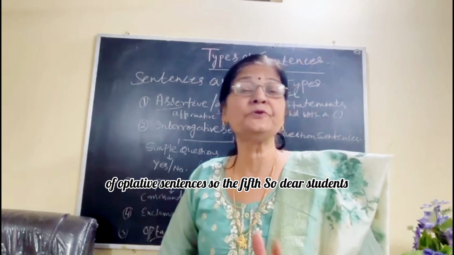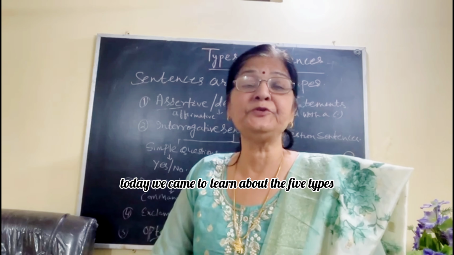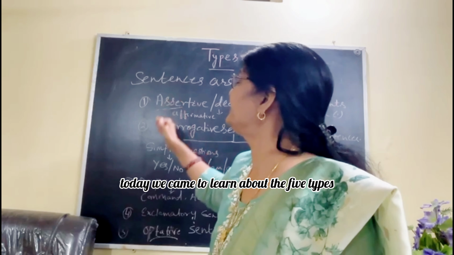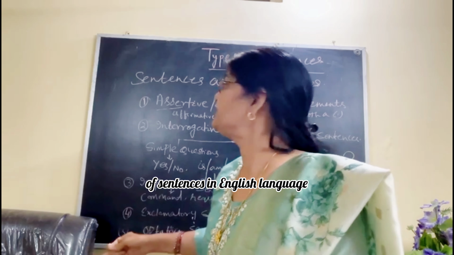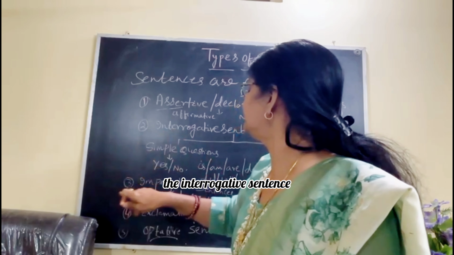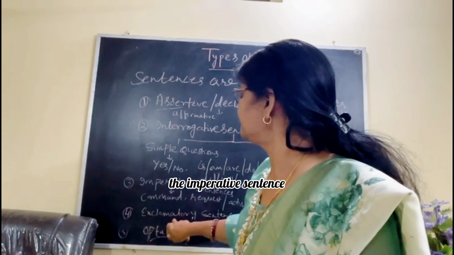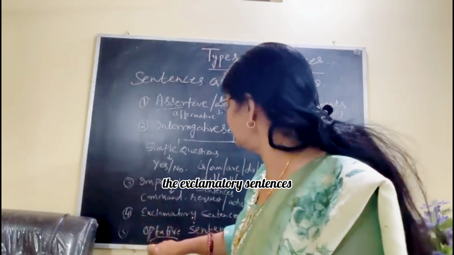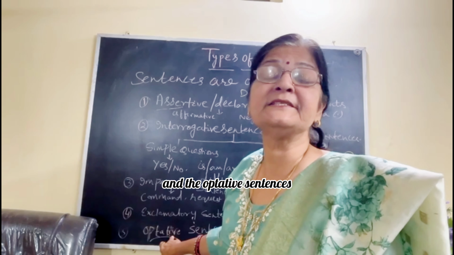So dear students, today we came to learn about the 5 types of sentences in the English language: the assertive sentence, the interrogative sentence, the imperative sentence, the exclamatory sentences, and the optative sentences.